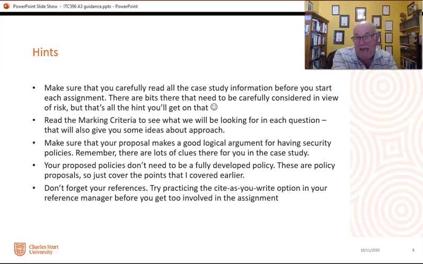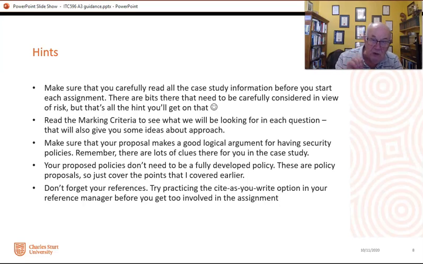So some hints. Again, make sure you carefully read all the case study information. You've got a little bit more adding to the mix now as part of the scenario, the background for this particular assignment. But again, go back to the case study to make sure you've captured all the bits of information that you really need. Look at your marking criteria again, because this is showing what we're going to look for in each question, and that will start to give you ideas about approach.